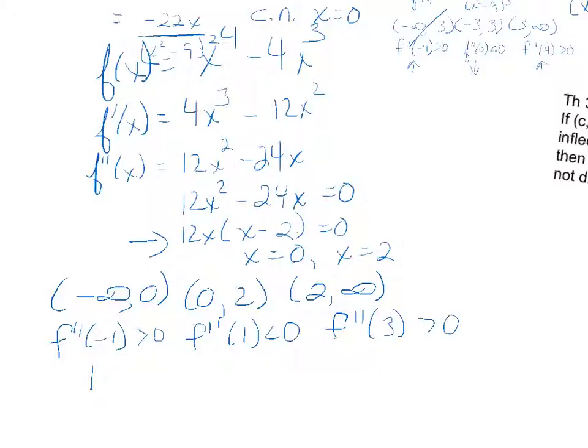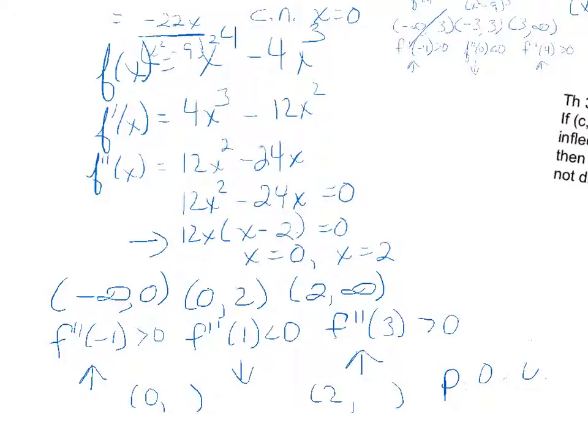So here we're concave up, concave down, concave up. So I have a point of inflection where concavity changes. So when x is 0, I have a point of inflection. And when x is 2, I have a point of inflection. And I usually just abbreviate with POI for point of inflection.